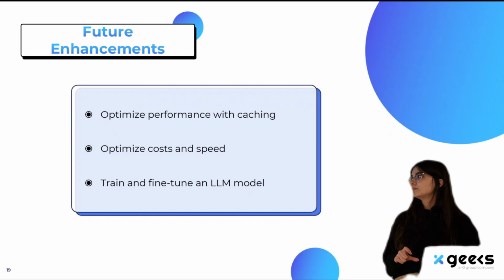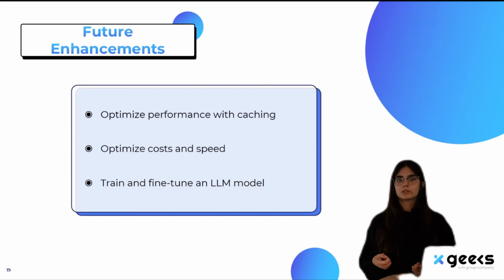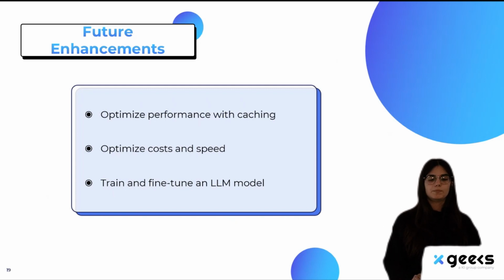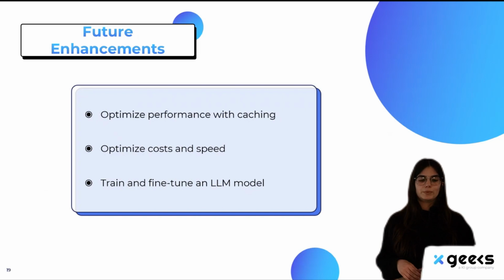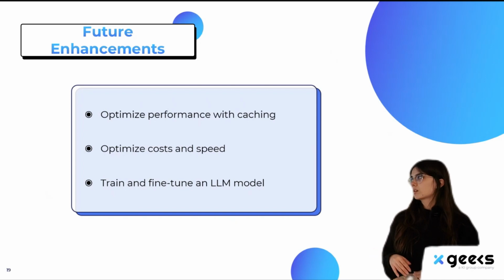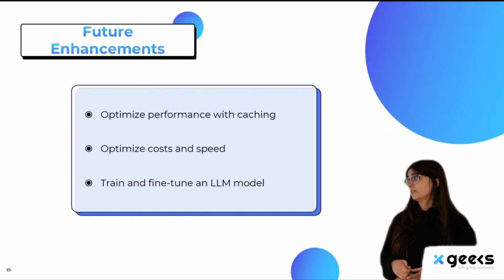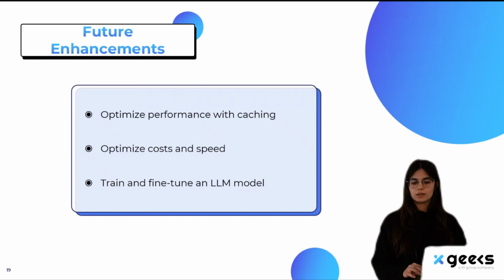We can also optimize costs and speed. Basically, we can use different models for different tasks. For example, to identify the product and the language, I could use a different model like GPT 3.5 Turbo, and then to get the answer, use GPT-4, something like that. And that could reduce the costs and improve the speed. We could also train and fine-tune an LLM model to save on token consumption, request latency, and improve our output quality.